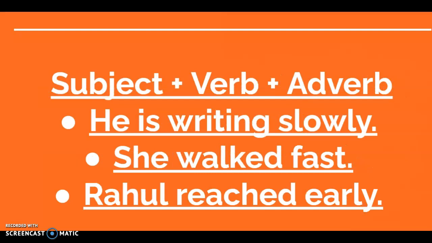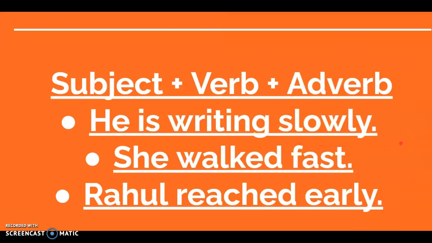Next is subject plus verb plus adverb. Now what is an adverb? Adverb qualifies a verb. Adverb qualifies an adjective also. Adverb qualifies another adverb also. Let's see the example here. He is writing slowly. So he is the subject, is writing is the verb, and slowly, how the action is being done. How? That is the adverb.